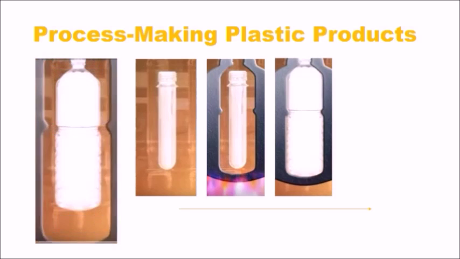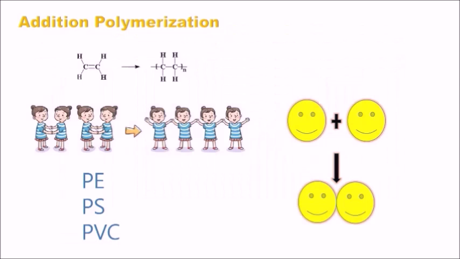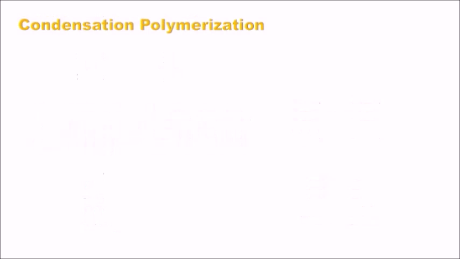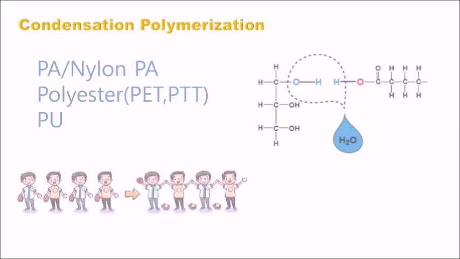And then let's look at two basic reactions when plastics are produced. First is addition polymerization, in which a double-bonded molecule breaks up and forms thermoplastic polymers. Another reaction is condensation polymerization. During the reaction, water molecules are released and form thermosetting polymers such as polyester or polyurethane.